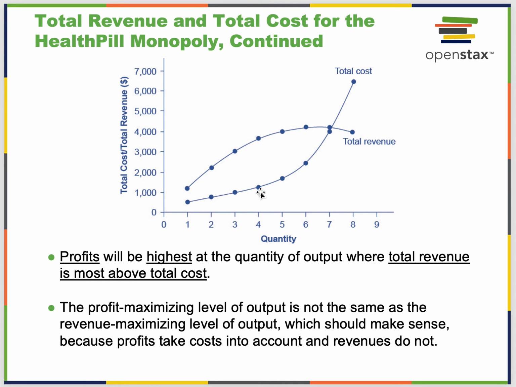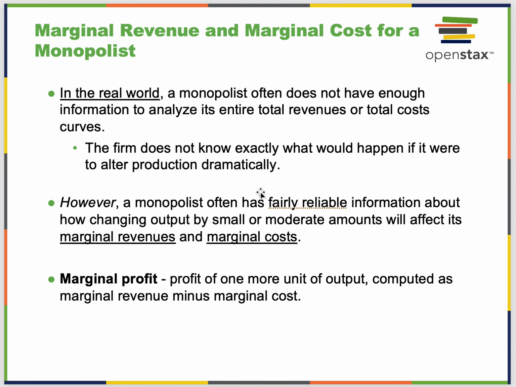And profits will be, that's basically what we've been saying. So, when we look at the actuality of this, monopolists don't have enough information to analyze their entire total revenue or total cost curve. The firm does not know exactly what would happen if they were to alter production dramatically. What they do know, they have fairly reliable information about how changing output by small or moderate amounts will affect its marginal revenue and marginal costs.